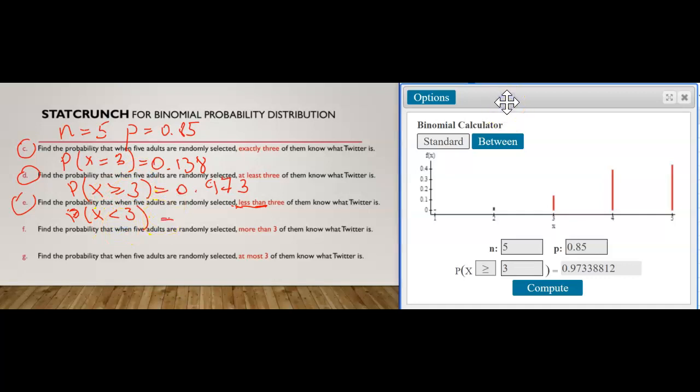So we choose the inequality sign less than. Go back to StatCrunch. Change the inequality sign to less than 3. The probability is equal to 0.0266, rounded to 3 significant digits.